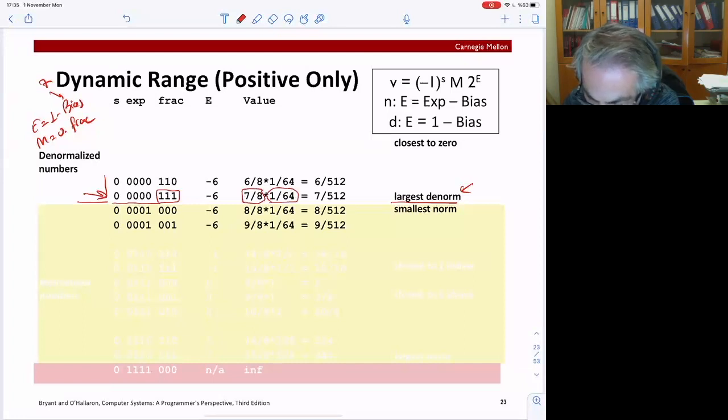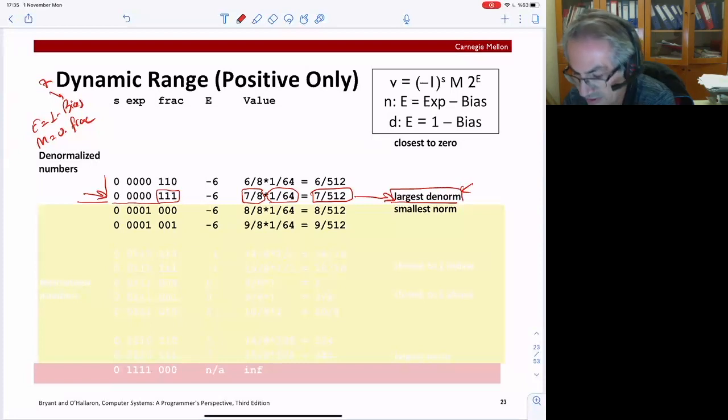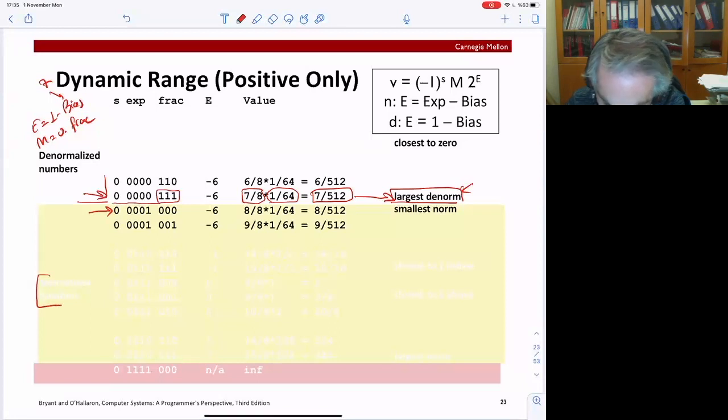That's 1 over 64. And then the result is 7 over 512. And this is the largest denormalized number that I can have in this representation. Now, if you increment the bit one more, then what we will get is this. Now, in here, we have the normalized numbers. You can see them here. This is the normalized region because the exponent is not all zeros.